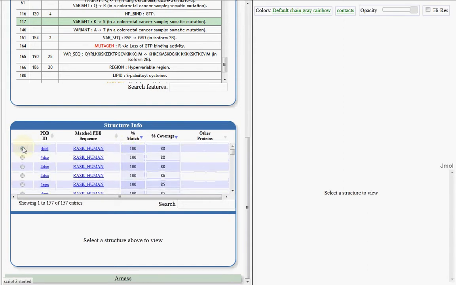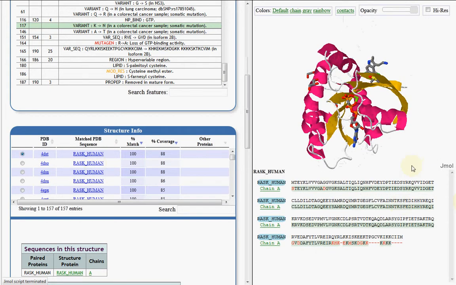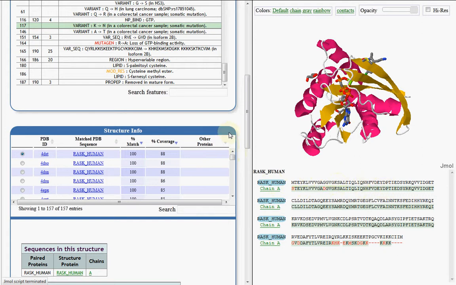And by selecting these radio buttons, the structure can be loaded and visualized in a JMOL Java applet to visualize the PDB. And I also provide a multiple sequence alignment indicating the alignment between the protein that you searched for, human KRAS, and any polypeptide chains within the PDB that match that sequence.